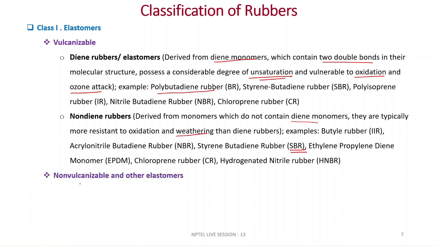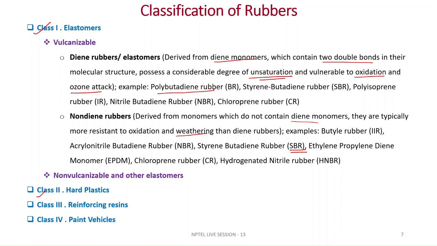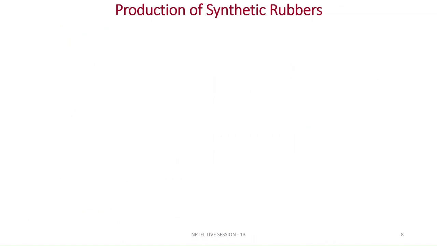Next category is non-vulcanizable and other elastomers. Those have some categories. Class 1 is elastomer, class 2 is hard plastics, class 3 are reinforcing resins, and class 4 are paint vehicles. Some classifications of rubber.